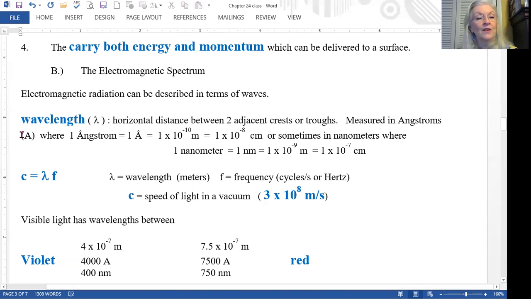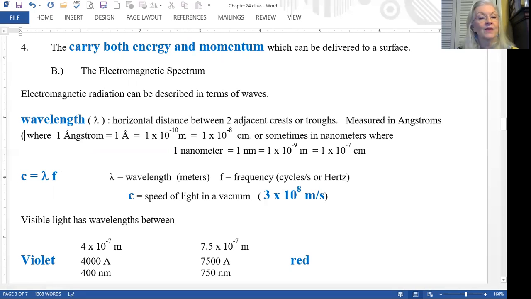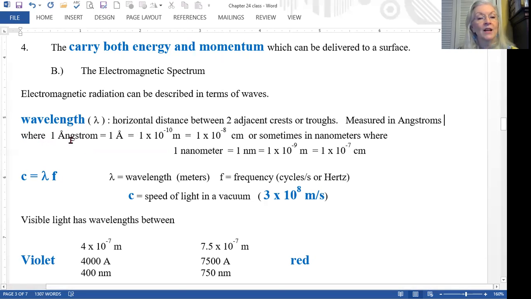Angstroms are abbreviated. It's not supposed to be a capital A. It's supposed to be this symbol, an A with a little circle over the top. So this abbreviation is incorrect. It's an A with a little circle over the top. 1 angstrom, let's just get rid of this, maybe that'll make it look more correct, is equal to 1 times 10 to the minus 10 meters. So an angstrom is really small, which is the same as 1 times 10 to the minus 8 centimeters, or in nanometers, 1 nanometer is 1 times 10 to the minus 9 meters.